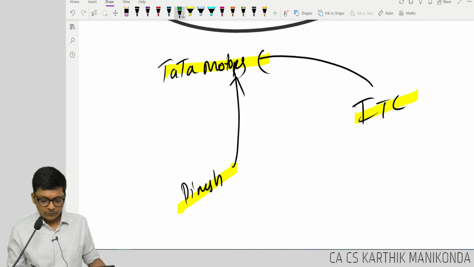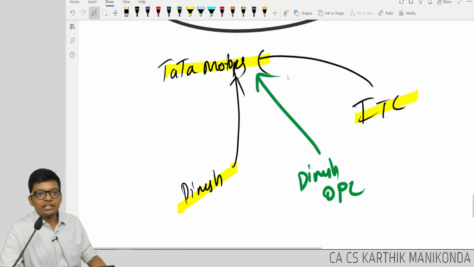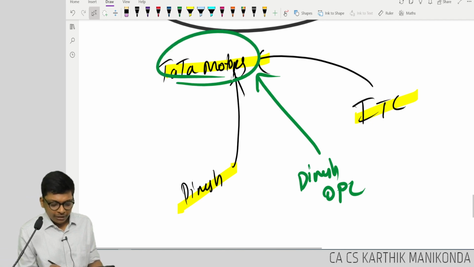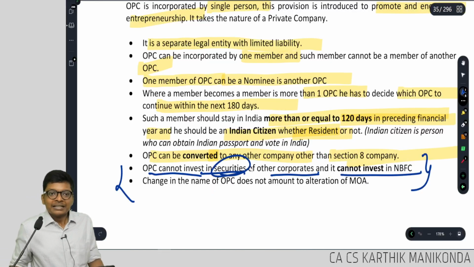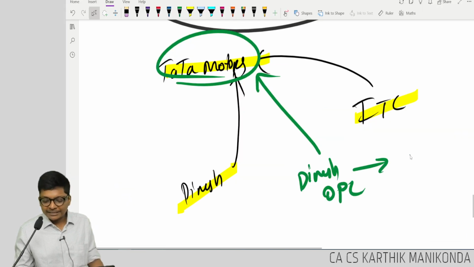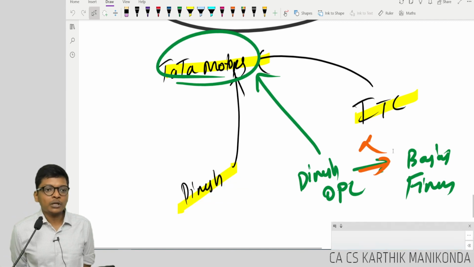Next, can Dinesh OPC, Dinesh started an OPC company. Can Dinesh OPC buy shares of Tata Motors? No. Can they buy, guys? No. Are you following? Hello? That's what they are saying. OPC cannot buy shares in any other company, not even shares. They can't invest in securities, also can't invest in NBFC. NBFC, for example, Bajaj Finance. So Dinesh OPC cannot invest in Bajaj Finance. This is what the law says. But why?